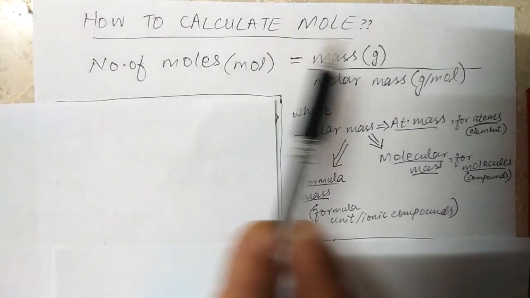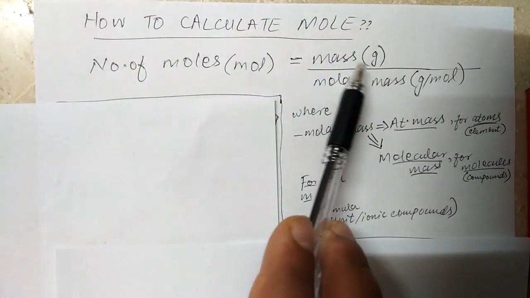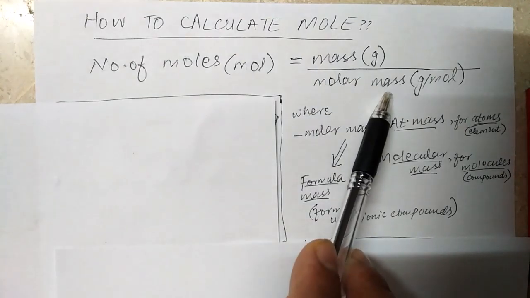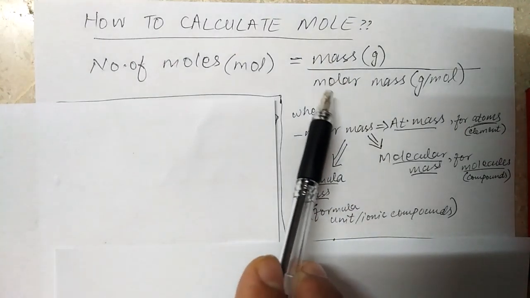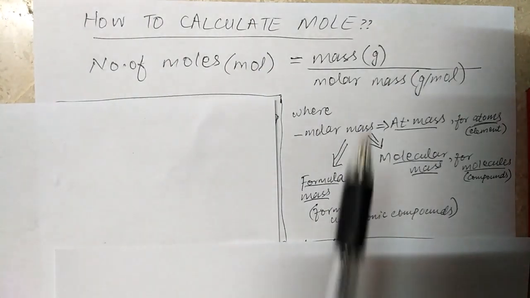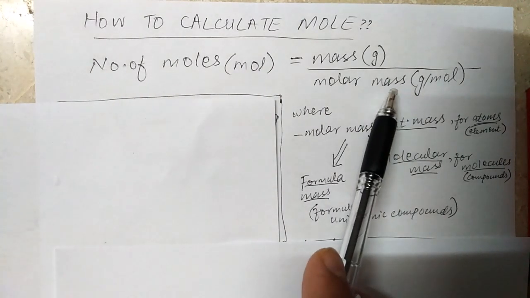What this formula means actually is if you have mass in gram of any substance and you know its molar mass and you divide these two, you will get a quantity known as mole. Okay. Now, I'm going to elaborate on the concept of molar mass here.